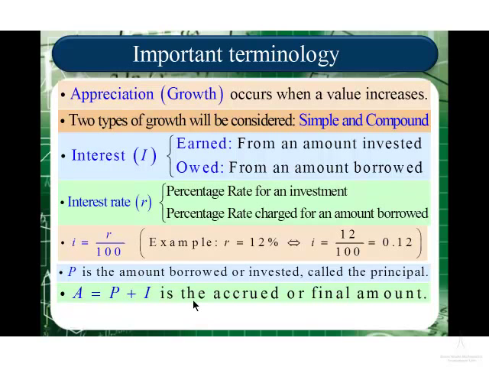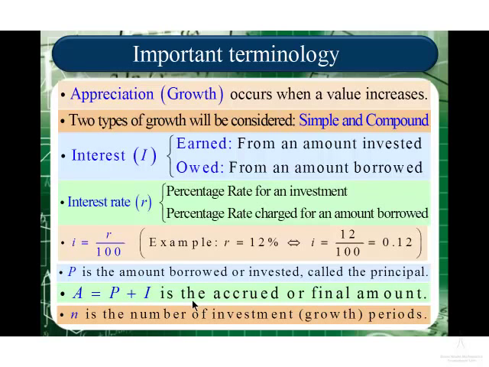of an investment period. Finally, very important to note that the small letter n denotes the number of investment or growth periods, and it is expressed in some cases in years, in other cases it may be a term or a quarter, and in some cases it may even be in months. So it's important to note the number of investment periods denoted by the parameter small n.